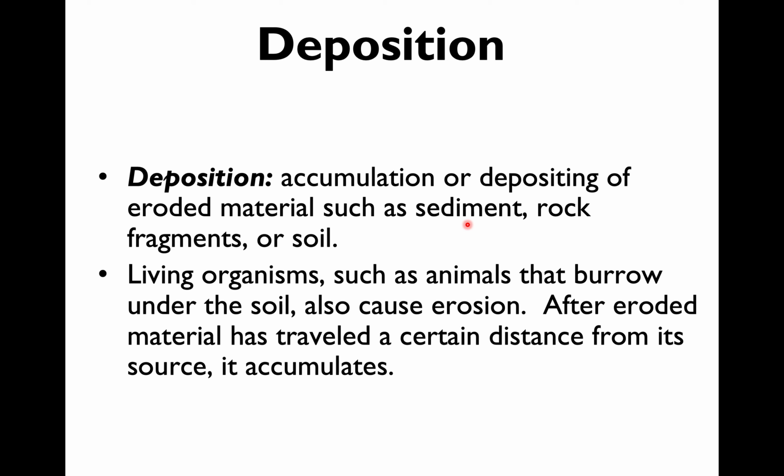So deposition. What actually happens to that material? Erosion is a process of moving the material. Deposition is the actual accumulation or depositing of that material. It's got to go somewhere, right? So let's say you have a whole bunch of prairie dogs or something. They're burrowing under the soil, they're causing erosion, but then the soil has to go somewhere. So they're either putting it on top or they're physically moving it somewhere else. So deposition is how we actually move the material.